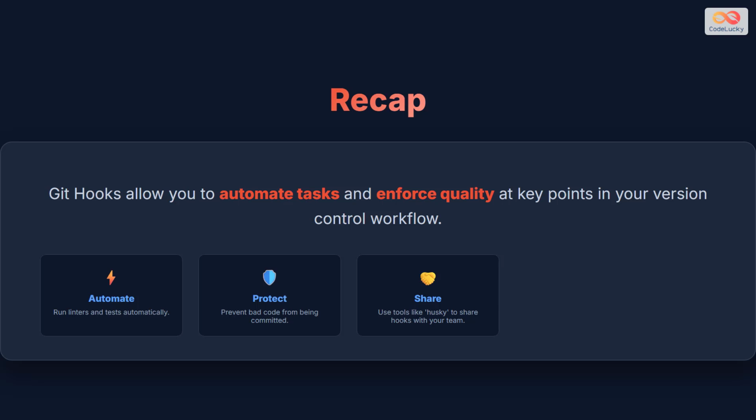To wrap up, Git hooks are essential for automating tasks and maintaining code quality. They protect your codebase by preventing bad commits locally and enforcing policies on the server. By setting these up, you save time and catch errors early.